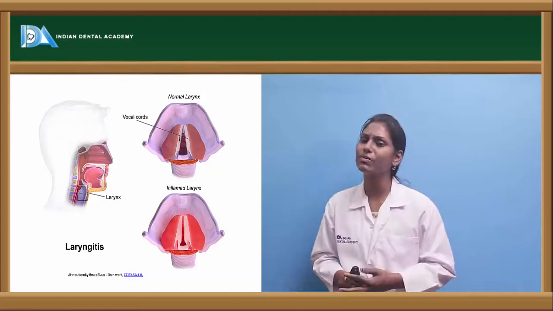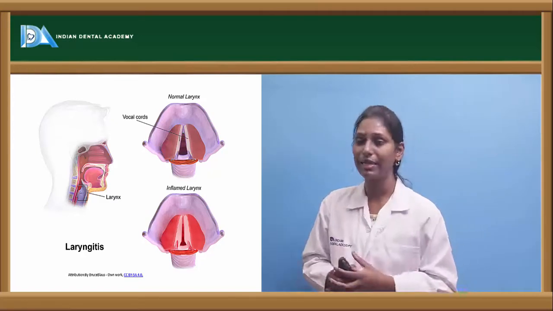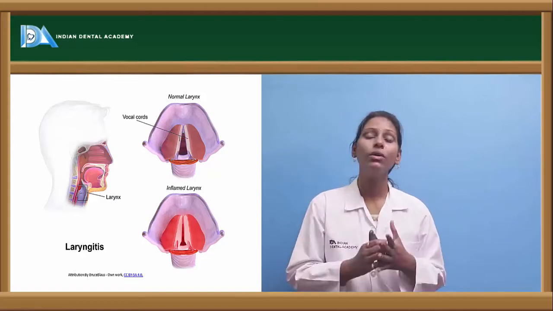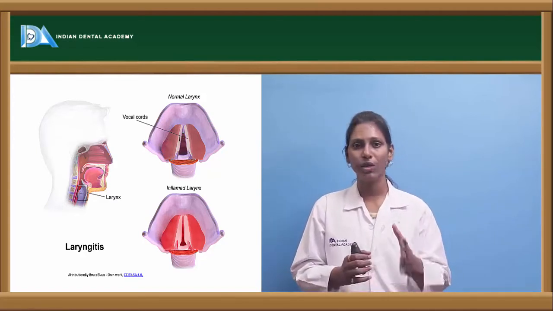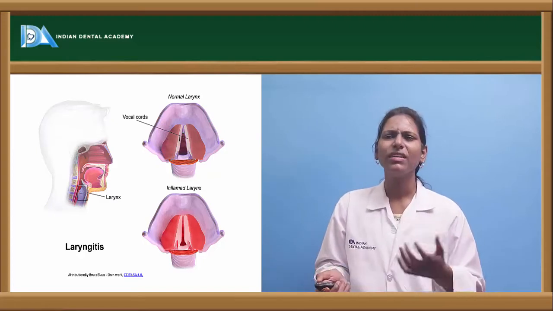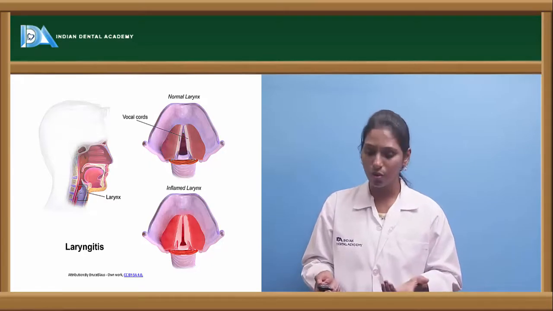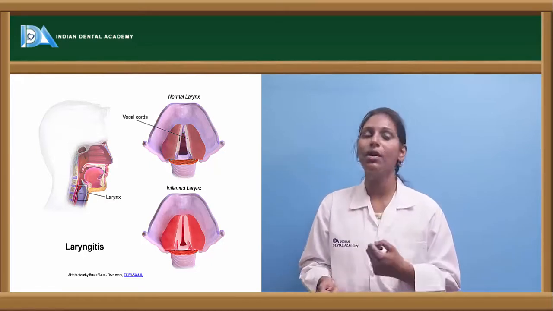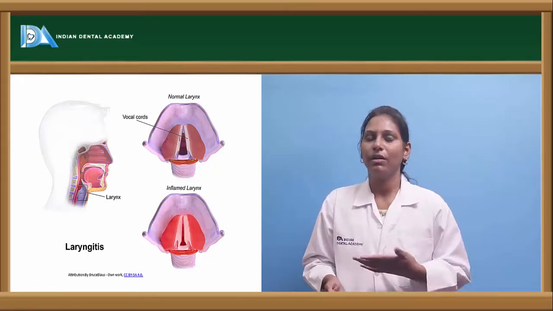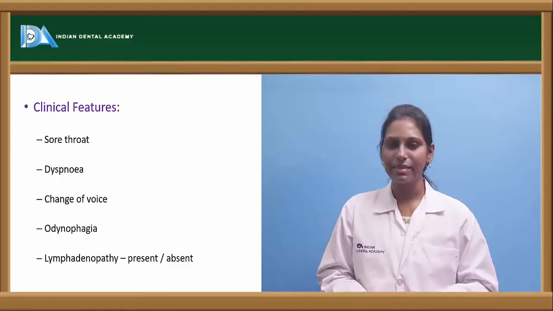Sometimes in laryngitis, the perichondrium of the laryngeal cartilages could be involved, which could lead to perichondritis. Other etiological factors we can talk about are smoking, psychological stress, and also physical stress, where vocal cord abuse is more commonly encountered. In those cases, we can see laryngitis.